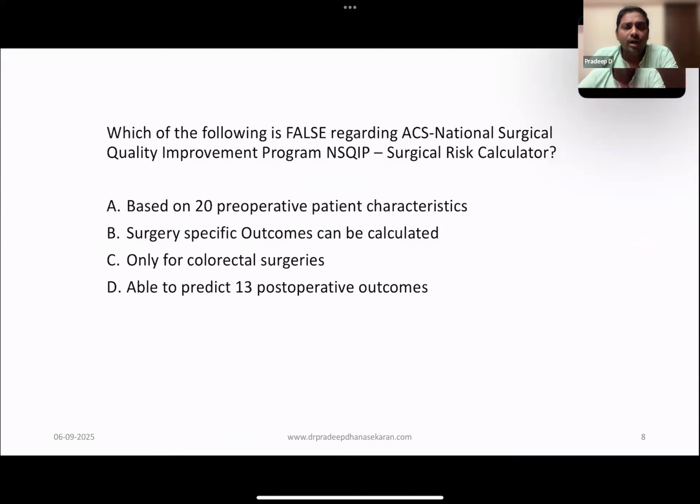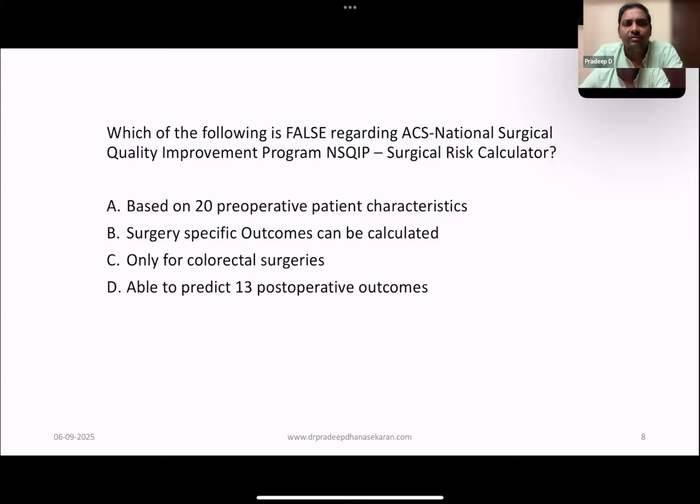Right. So you all understand the NSQIP surgical risk calculator, right? So with this, we'll answer this question: which of the following is false regarding the American College of Surgeons National Surgical Quality Improvement Program Surgical Risk Calculators. This American College of Surgeons has come up with a surgical risk calculator to find out how much risk the patient will have as a consequence of this surgery pertaining to cardiac risk, pulmonary risk, DVT risk, etc.